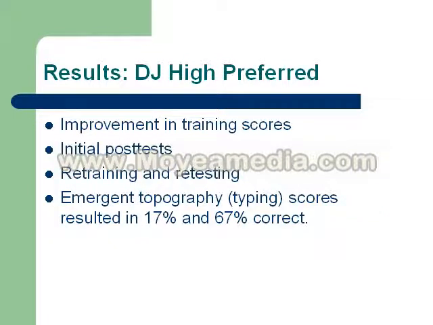DJ's high preferred results. DJ's high preferred protocol was the solar system. Training scores resulted in a higher percentage correct than each previous trial block. Initial post-test scores for 3 of 6 post-tests exceeded criterion. After 1 retraining session, the remaining 3 post-tests exceeded criterion, all reaching 100% correct. Testing for an emergent topography or typing skills resulted in 17% and 67% correct.